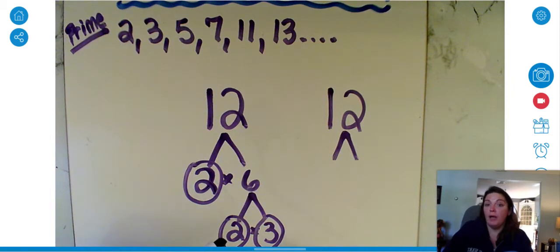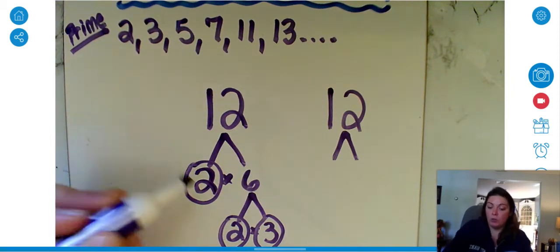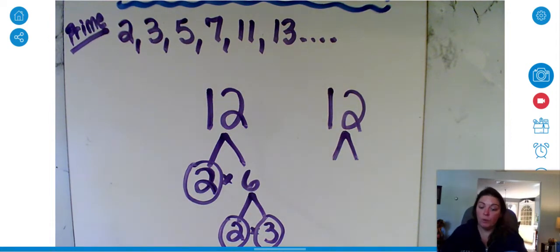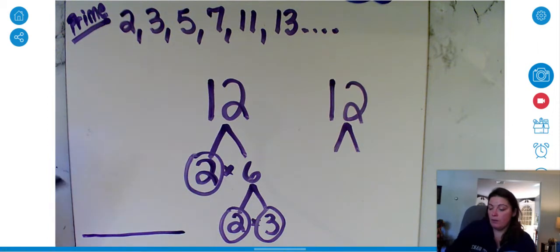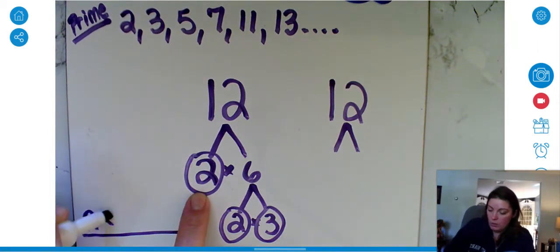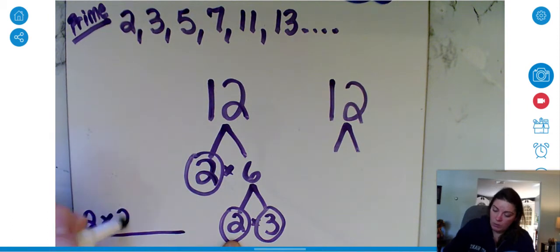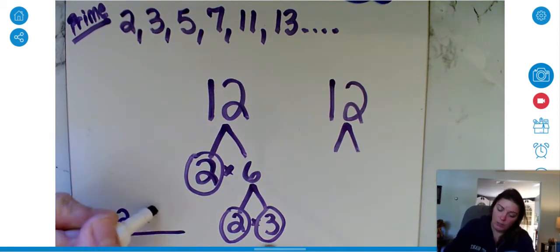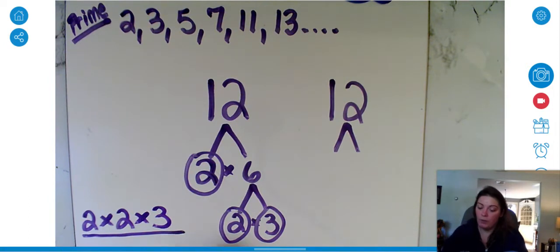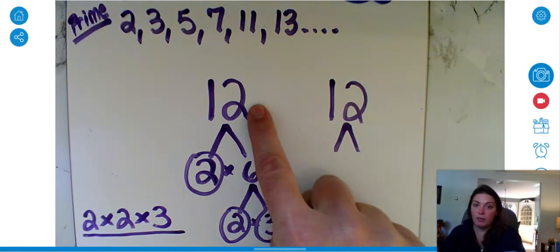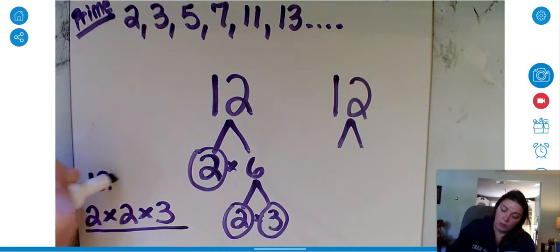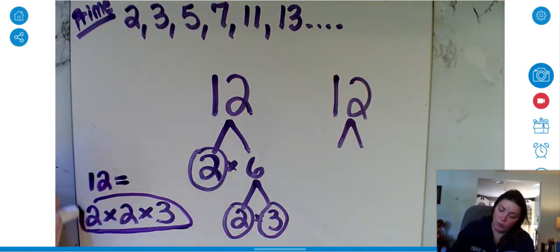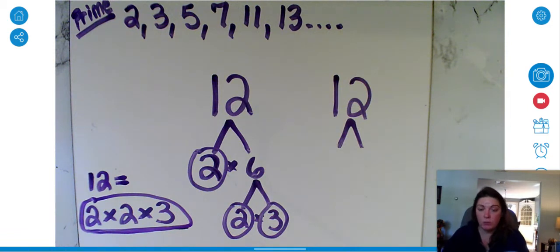I just need to write out its prime factorization. So all of those prime numbers that we circled, we need to write out. I like to write them out in order from least to greatest. I have 2 times 2 times 3. Check your work. When I multiply this, I should get the number I started with. Well, 2 times 2 is 4, and 4 times 3 is 12. So my prime factorization of 12 is 2 times 2 times 3.